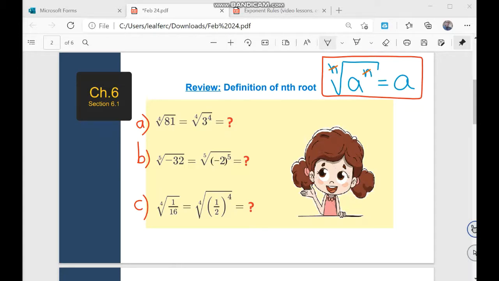Alondra and Joshua, okay? Send me a message now. And if you want, anyone else, if you know the answer, if you want to help them, same thing, send a message. And you can say, the answer for letter C is, and give me the number. Let me see if you know how to apply the definition of nth root.